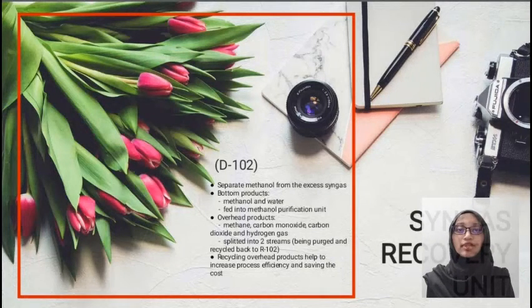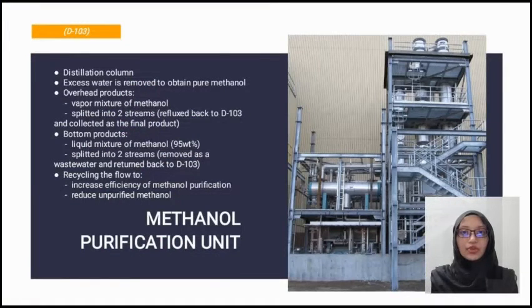This stream is then split into two. The first one, which is stream 9, is purged, while the other one, stream 8, is recycled back to the methanol reactor. The last one is the methanol purification unit, which is a distillation column. Here, the excess water is removed to obtain the pure methanol.